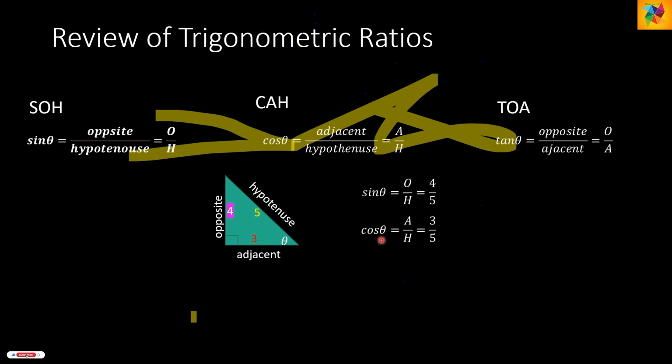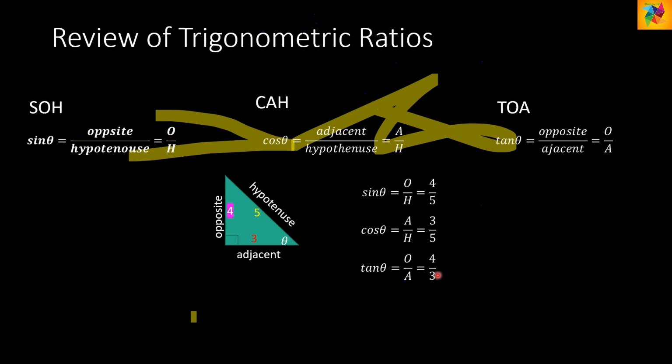Cosine of the angle, or cosine of theta, is adjacent divided by the hypotenuse. Cosine is adjacent over hypotenuse, which is 3 divided by 5. Lastly, our tangent theta is opposite divided by adjacent. Opposite is 4, adjacent is 3, therefore we have 4 divided by 3.